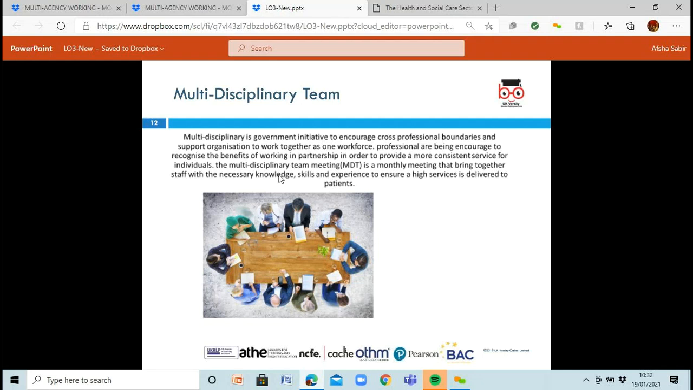So the MDT, multidisciplinary team meeting, is done on a monthly basis, and it brings together staff with necessary knowledge, skills and experience to ensure high services are delivered to the patients. So overall, all it's saying is that multidisciplinary teams are formed together to be able to share their own experiences and expertise, share their knowledge, and just to bring better service for the service users.